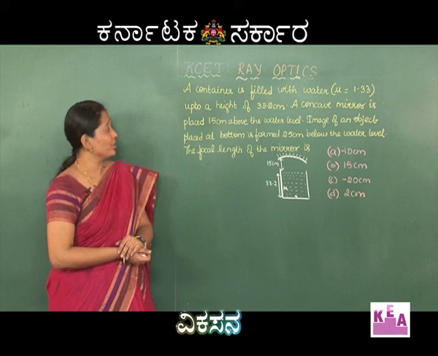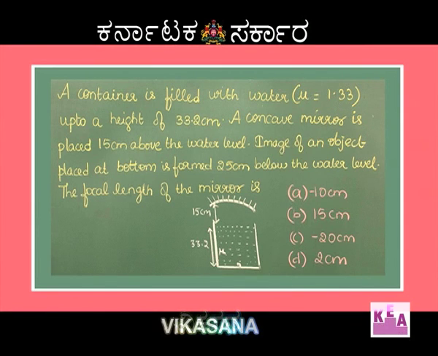Let's move on to the next question. A container is filled with water of refractive index 1.33 up to a height of 33.2 centimeters. A concave mirror is placed 15 centimeters above the water level. Image of an object placed at the bottom is formed 25 centimeters below the water level. The focal length of the mirror is: option A, minus 10 centimeters; option B, 15 centimeters; option C, minus 20 centimeters; and option D, 2 centimeters.